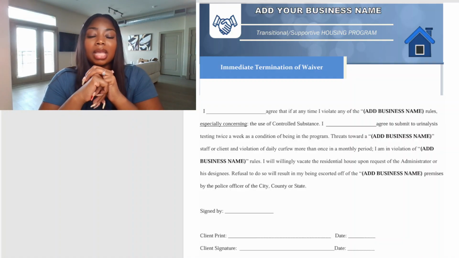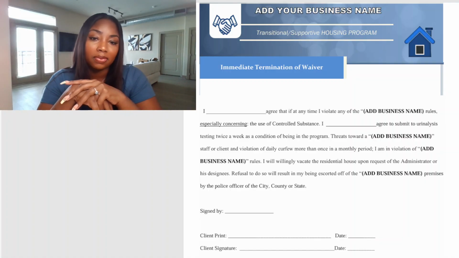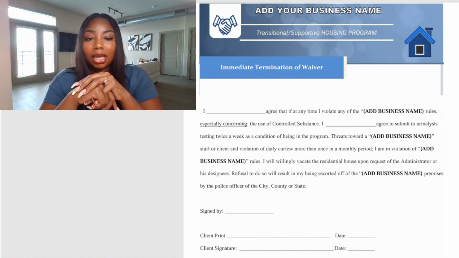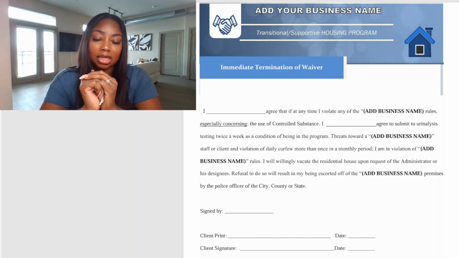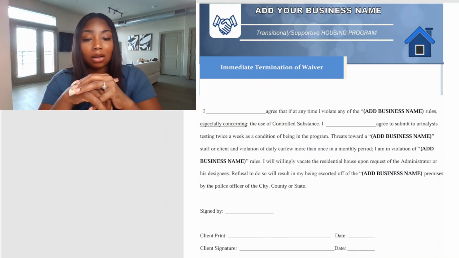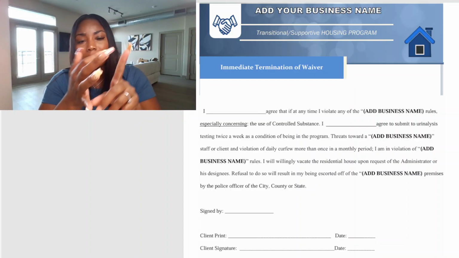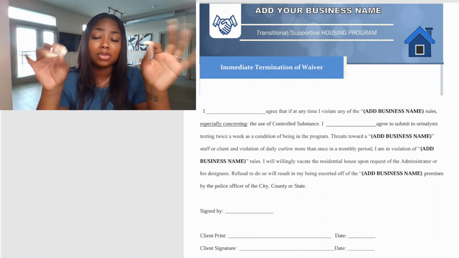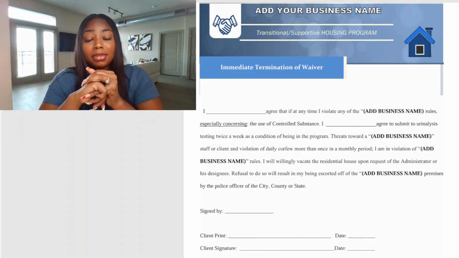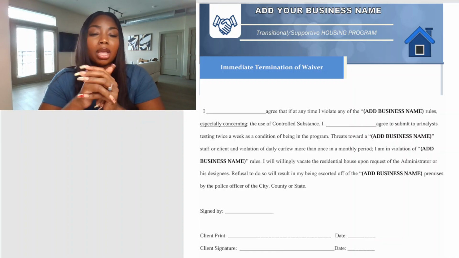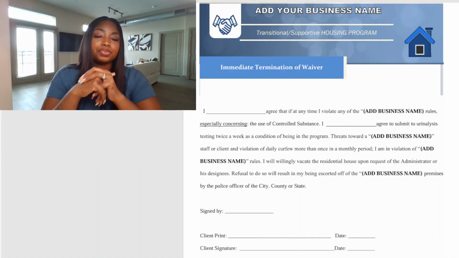Next form is immediate termination of waiver forms. This is very important. What this does is that if an individual disobeys any of your house rules, bringing drugs, bringing alcohol, bringing guests into the home, any rules that you have, you're able to have them immediately terminated. Okay. Now, disclaimer, let me throw in there.